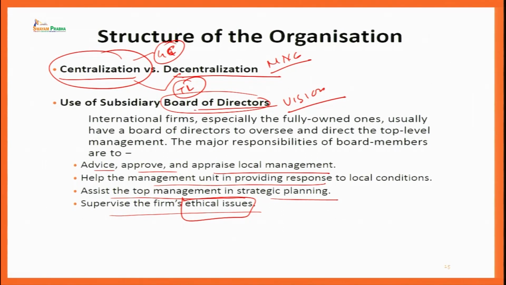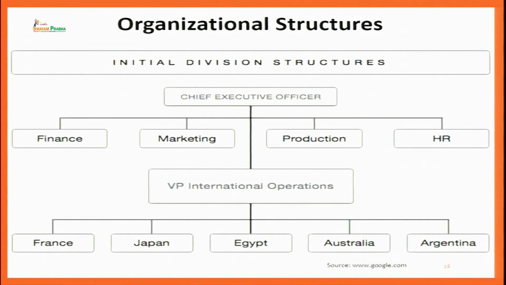Let's quickly look at the various structures, and that will give you a fair idea. I copied the structure from Google. The initial division structure is going to be like this: a chief executive, various functional heads, the finance head, marketing head, production head, HR head, and a vice president for international operations. He will have the different units in different countries under his control, like France, Japan, Egypt, Australia, Argentina, Bulgaria, Russia, Italy, any country where you have a business. All the countries come under the vice president of international operations.